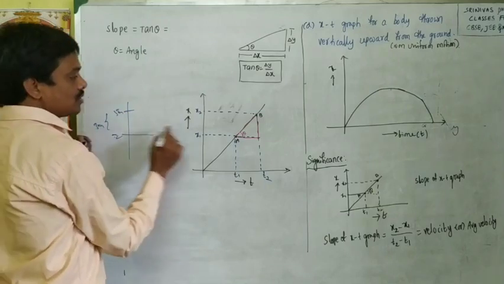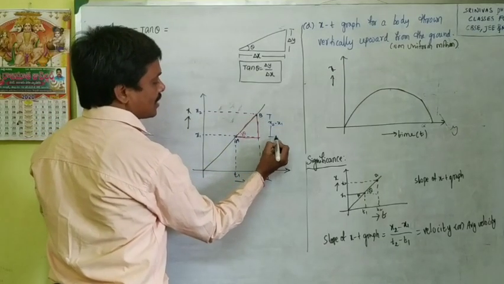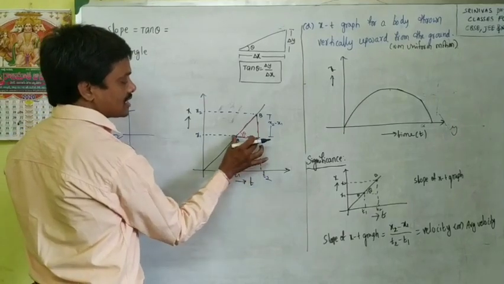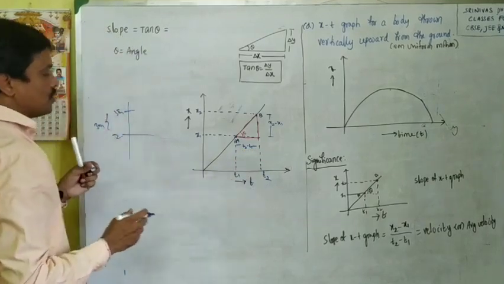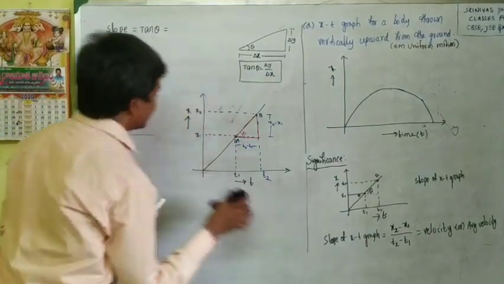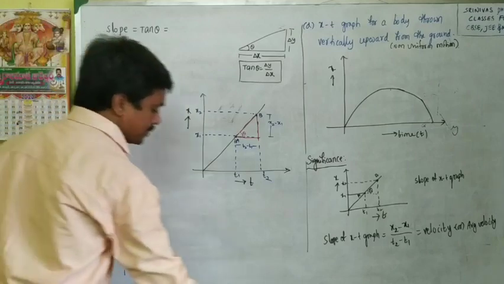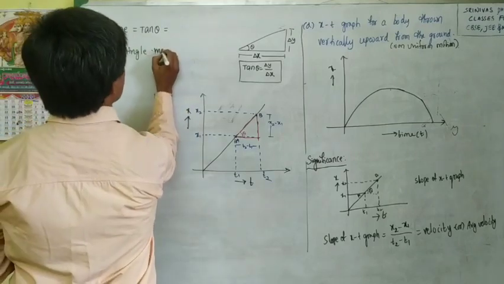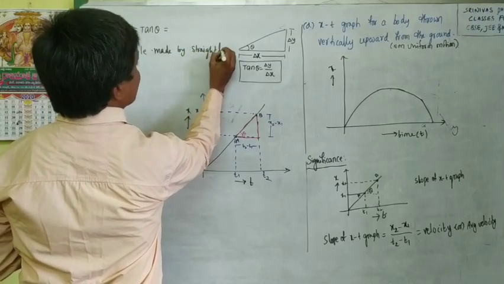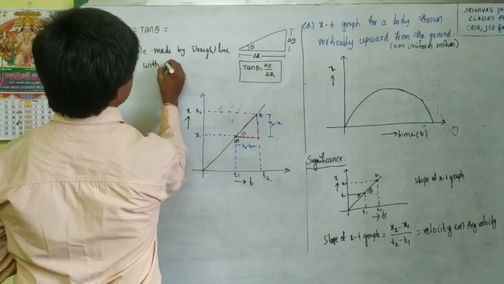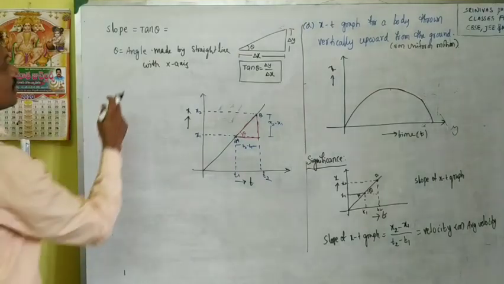We have to subtract these two. This distance is x2 minus x1, and the other distance is t2 minus t1. We have to subtract these two, right? What you are getting here is the slope formula, which I mentioned previously. Theta is the angle made by the straight line with the x-axis. The graph makes some angle with the x-axis, and that is theta.